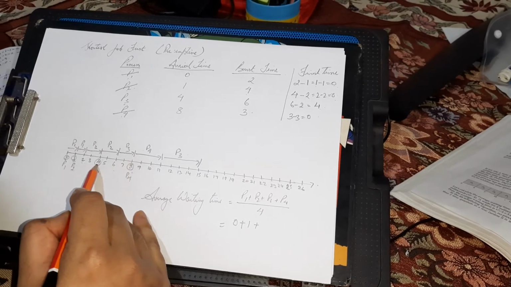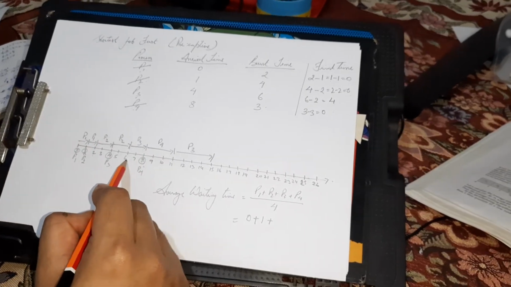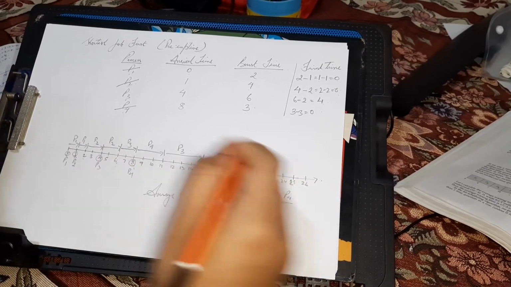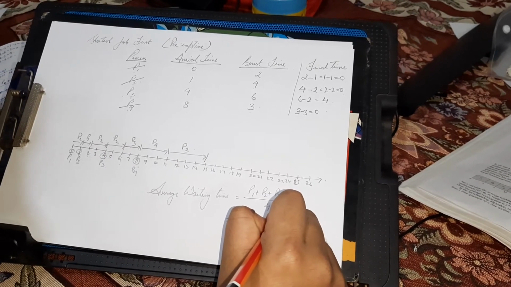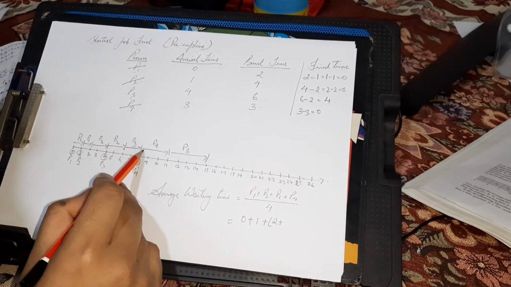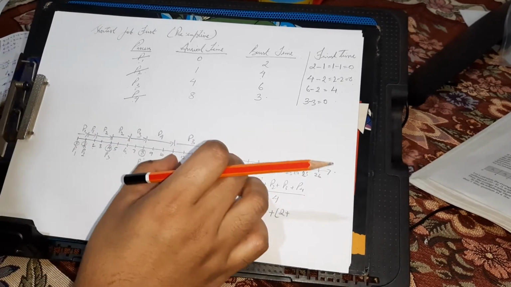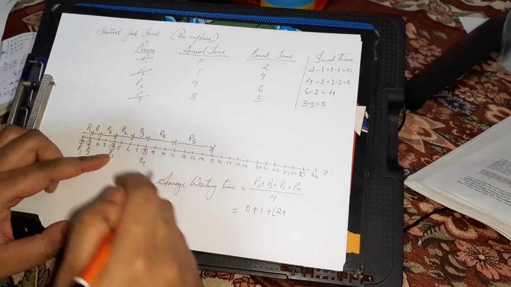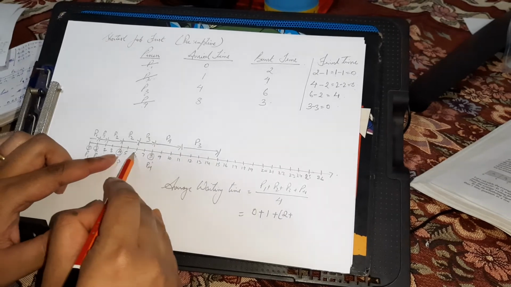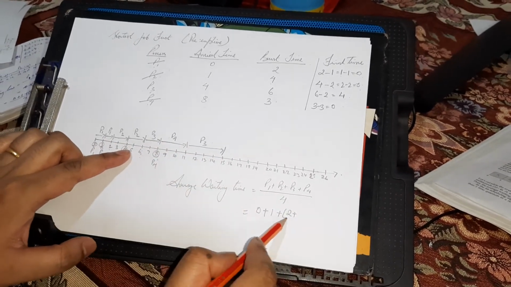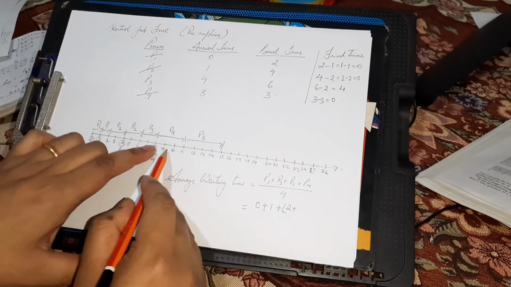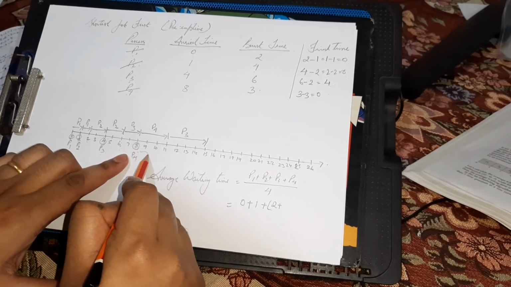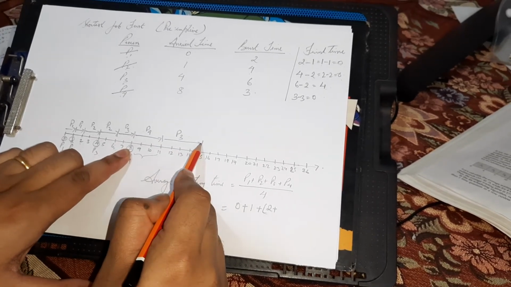P3 arrived at 4 milliseconds and it got the CPU at 6 milliseconds, meaning it has to wait for 2 milliseconds here. The reason why I am putting a bracket is because it got preempted here by P4 and it ran again later. So now this is a little tricky. P3 arrived at 4 milliseconds, got the CPU at 6 milliseconds, so it waited for 2 milliseconds. It ran for 2 milliseconds, was preempted by P4, and then it has to wait this period of time before it gets the CPU again.